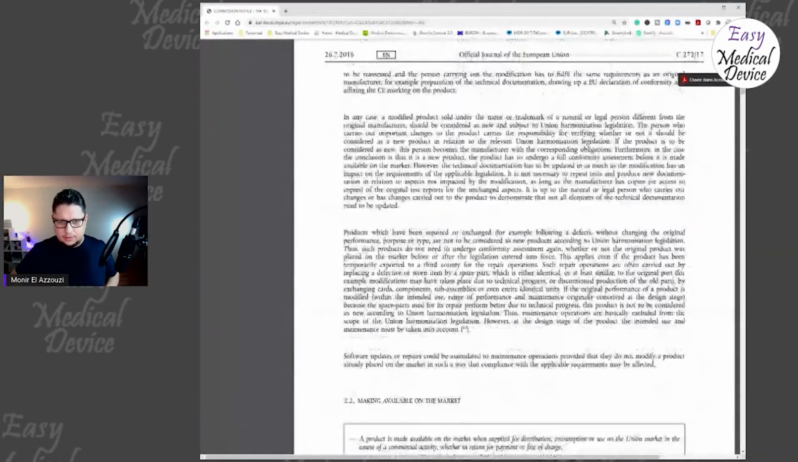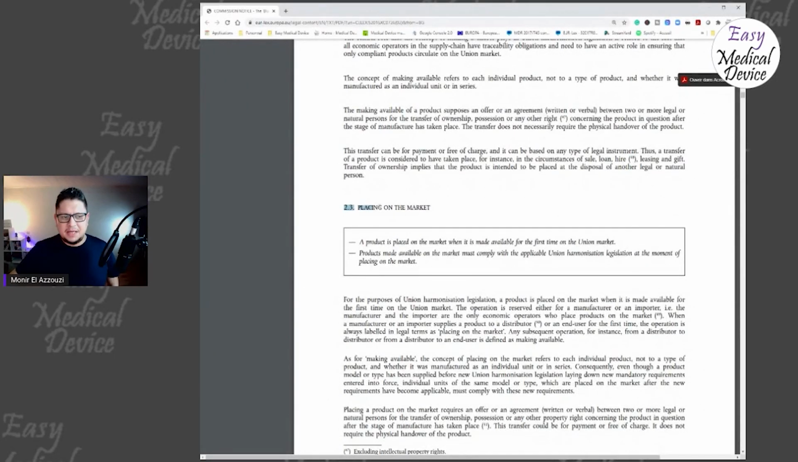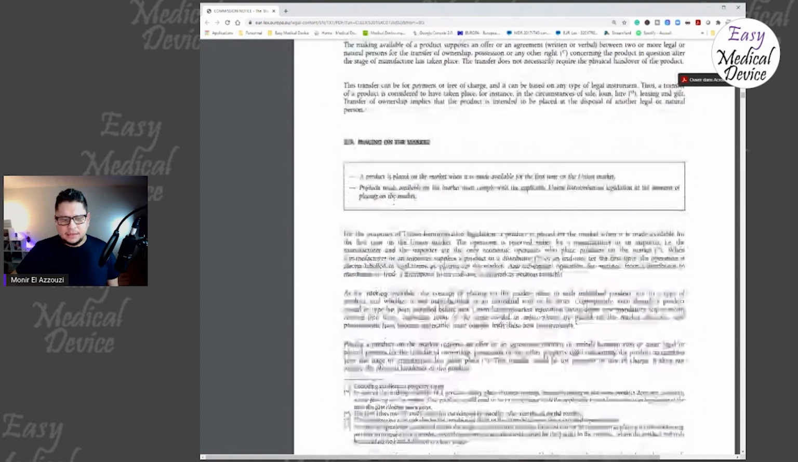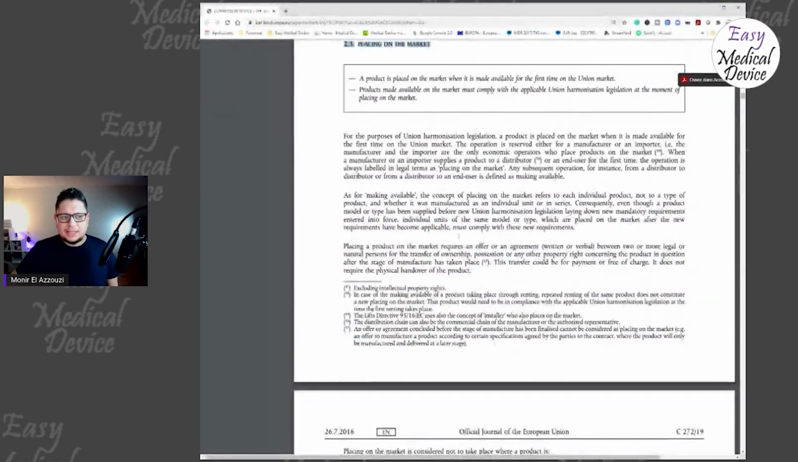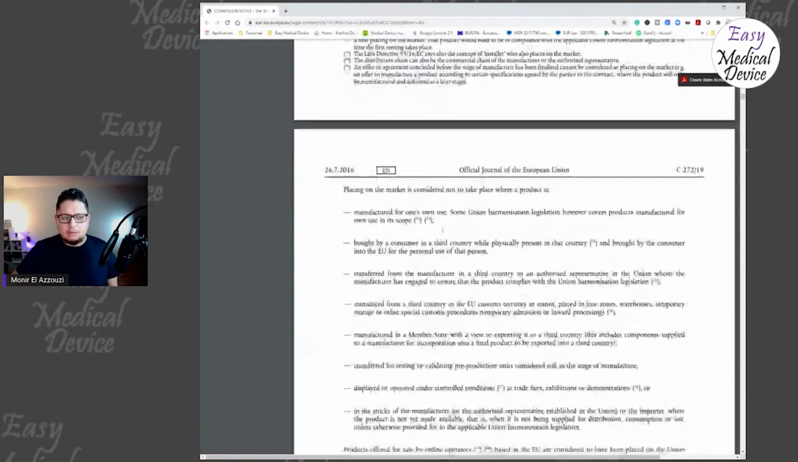Okay, here you have everything about placing on the market. And here it tells you exactly what placing on the market means, who can place products on the market, and what the rules are. For example, if a manufacturer has the products in his stock, it's not placed on the market.